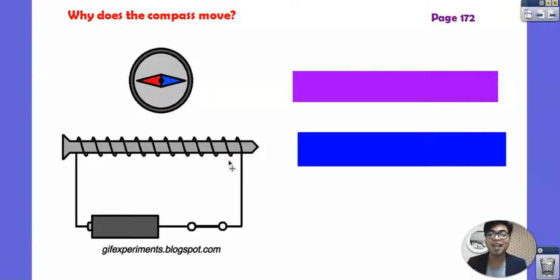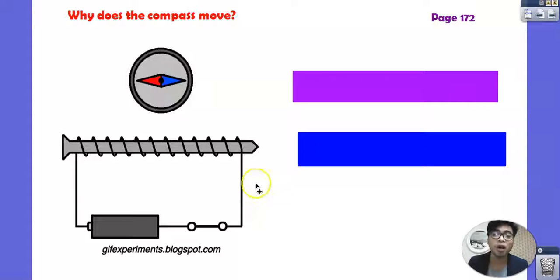To analyze this one, we need to recall, where does the blue point? Exactly, the blue always points to the north, and the red one always points to the south. So what does this mean? This means that your electromagnet now has its own magnetic field.